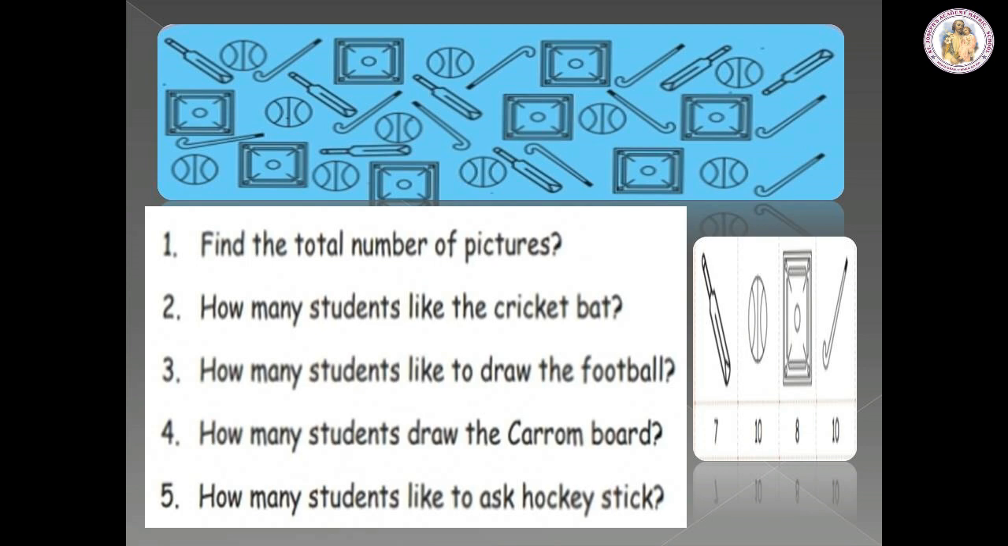Let us count. First one, find the total number of pictures. How many pictures were there in total? That is 35. How many students like the cricket bat? How many students have given it? It's 7. Very good. Third one.